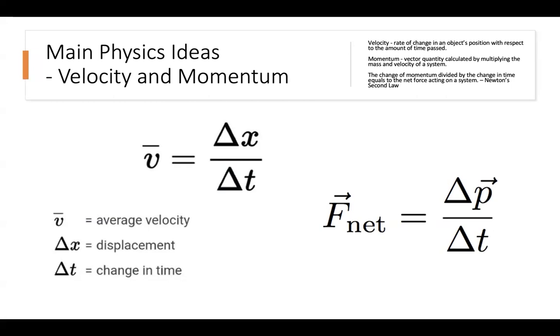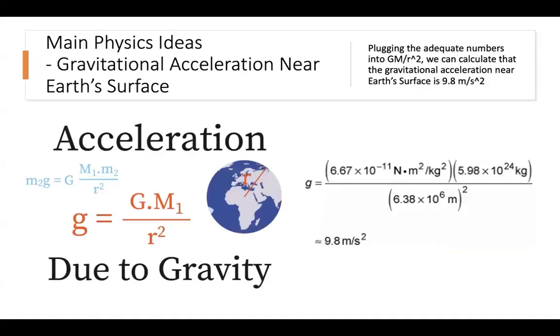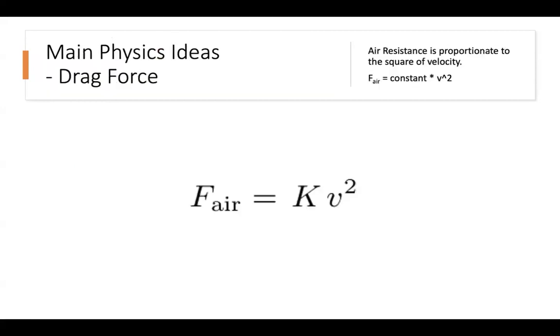acting on a system. Secondly, the formula for gravity is GMm over r squared. And since we are near Earth's surface, we are assuming that the gravitational acceleration is 9.8 meters per second squared. Air resistance in this case is represented as a constant times velocity squared, as air resistance is proportional to the square of velocity.